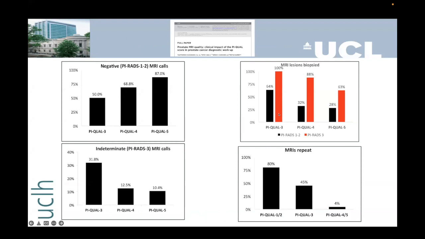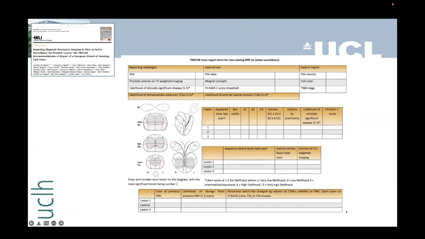So if you have a PI-QUAL 3, which is exactly diagnostic quality, you have a higher number of PI-RADS 3 and PI-RADS 1 or 2 that get biopsied. This is different for PI-QUAL 5, so great quality MR. And finally, in terms of number of MR scans repeated, you can see that if the quality is bad, you will have up to 80% of your scans that are repeated, while if you have a good quality MR, only 4% of the scans are repeated.